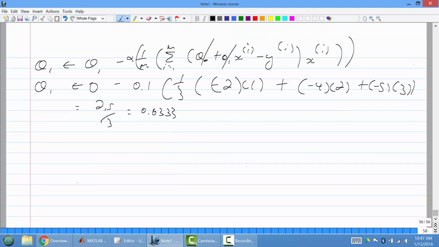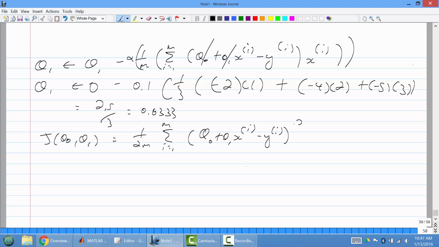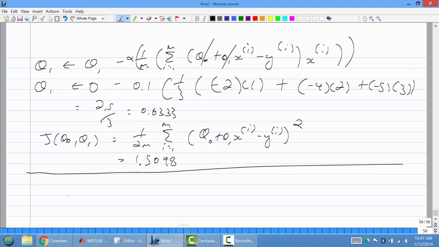Okay? All right. And then if you want to calculate what the cost is, I'll let you do this yourself. I'm running out of time here. I want to show you some code. Okay, if you actually work this out, you get 1.5098. Okay? Let me just do the next iteration just to be complete, and then I'll just give you what the answer is for the last iteration. You can compute that yourself.